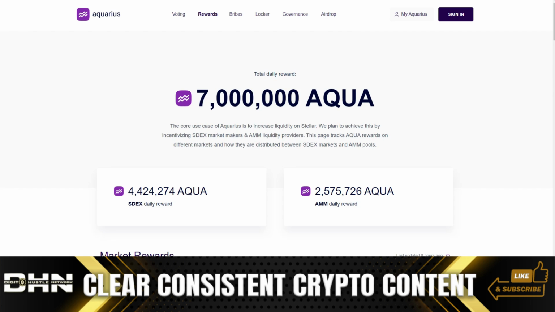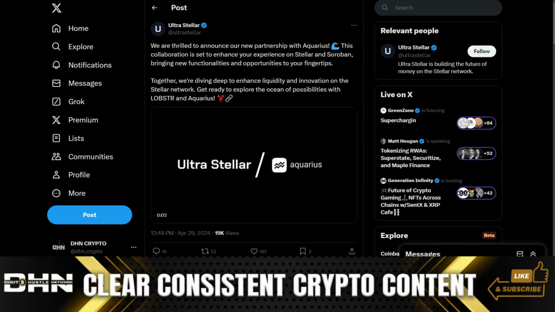Some recent news from them, they actually just partnered with another OG in the space, and I gotta follow them. Don't know how that didn't happen, but Ultra Stellar. They are thrilled to announce a new partnership with Aquarius. This collaboration is set to enhance experience on Stellar and Soroban, bringing new functionalities and opportunities to our fingertips. Together, we're diving deep to enhance liquidity and innovation on the Stellar network.